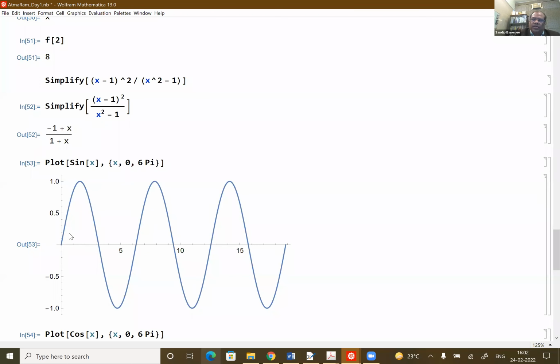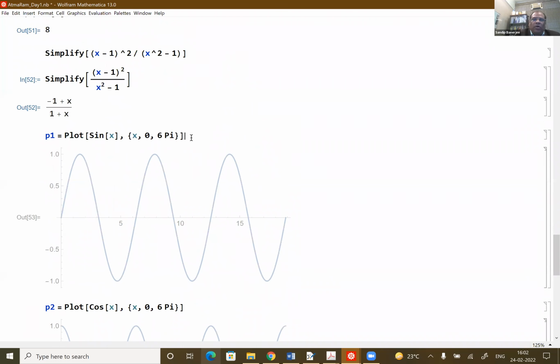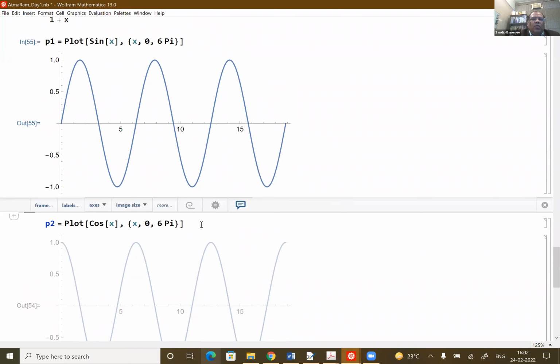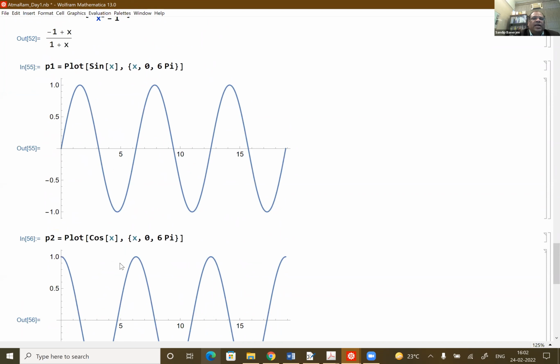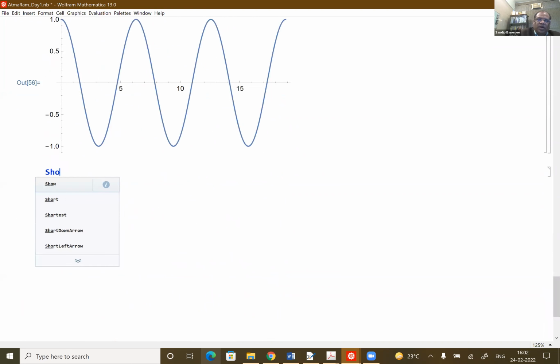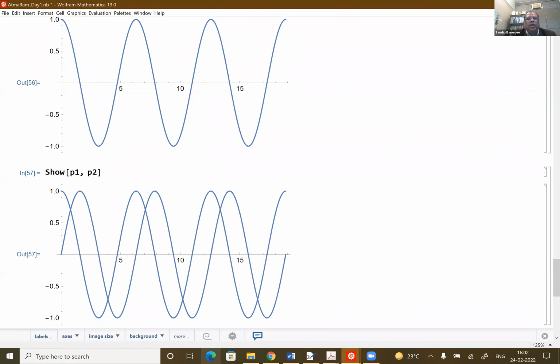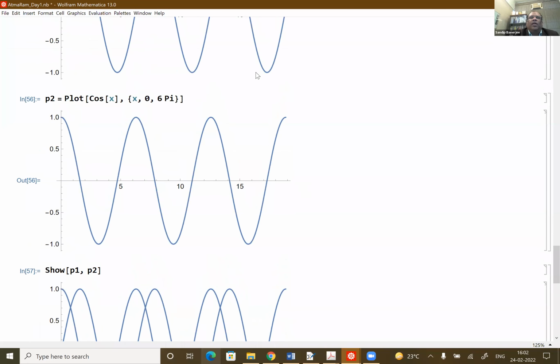Now I want to join these two. So I name this as P1, I name this as P2. I run one more time. And if I want the plot of sin x and cos x in the same frame, I just type show P1, P2. And you see both the graphs in the same frame.